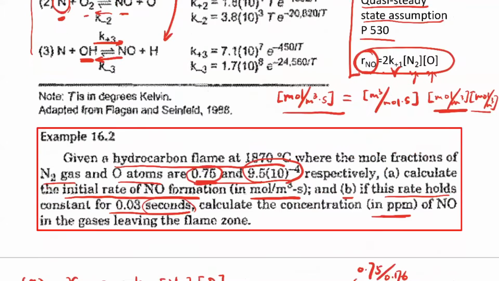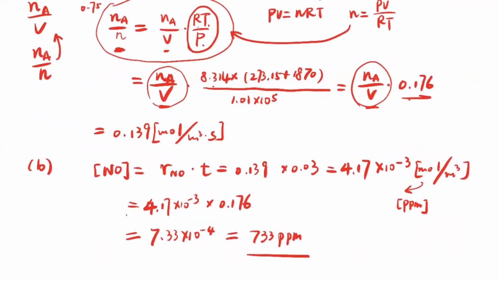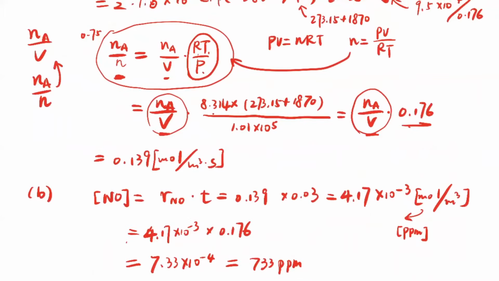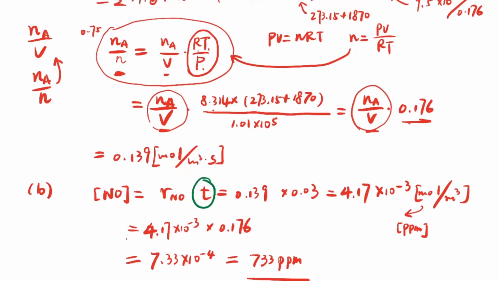Okay, so this is basically how the kinetics affects the formation of the nitrogen monoxide. And also from here, you can find out that we haven't discussed one thing, which is the time. So we assume that the time is 0.03 seconds for this problem, right?